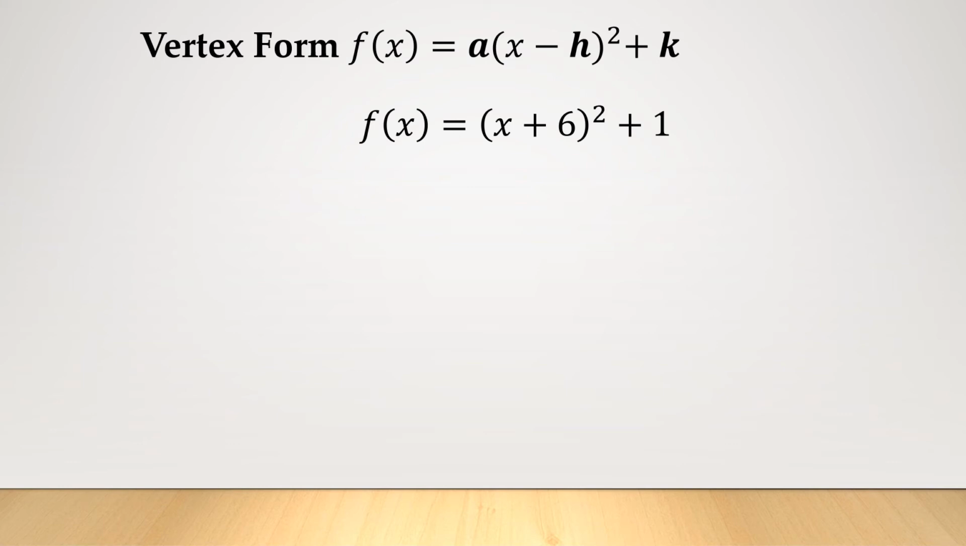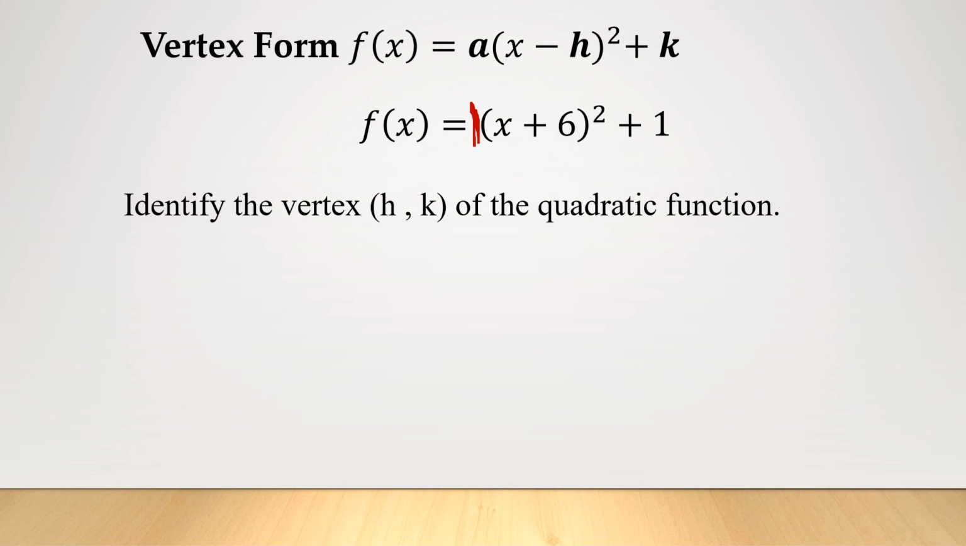Now here we have another quadratic function or quadratic equation, which means that we can determine those three things again. Notice that a is missing. Anytime that happens, a is always going to be 1. So let's look at those three parts. We want to identify the vertex h comma k of the quadratic function.